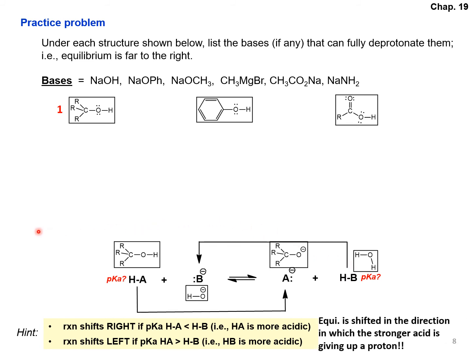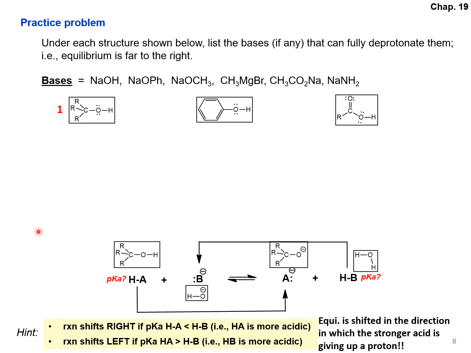This is basically saying that equilibrium will be shifted in the direction in which the stronger acid is giving up a proton. Doesn't that make sense? The stronger acid is more willing to give up a proton. Therefore, equilibrium will be shifted in the direction in which the stronger acid is giving up a proton.